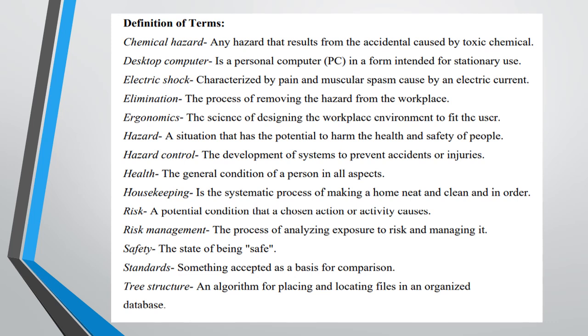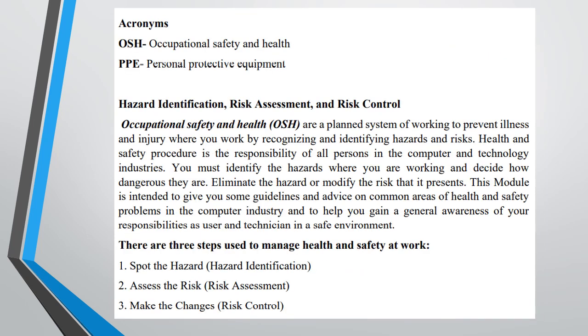Safety, the state of being safe. Standards, something accepted as a basis of comparison. And next is structure, an algorithm for placing and locating files in an organized database. And also these are the acronyms. So first is OSH, which means Occupational Safety and Health. And next is the PPE, which means Personal Protective Equipment.